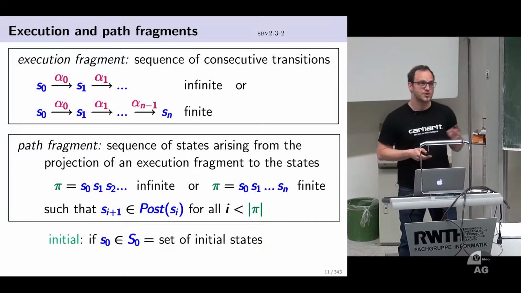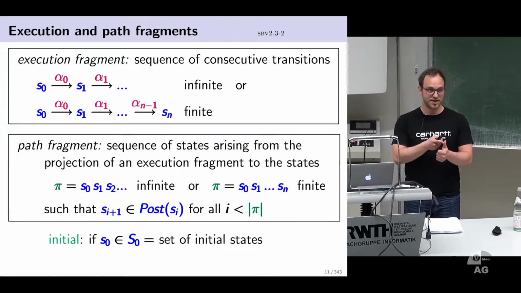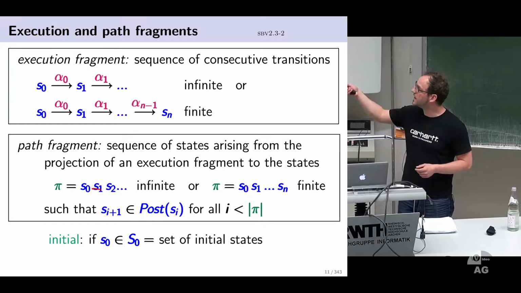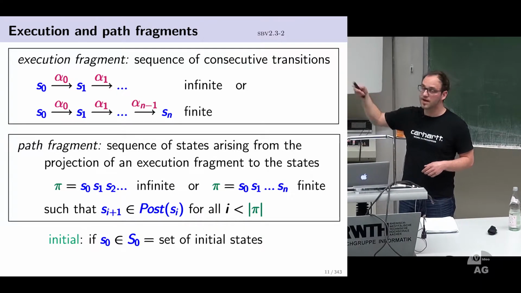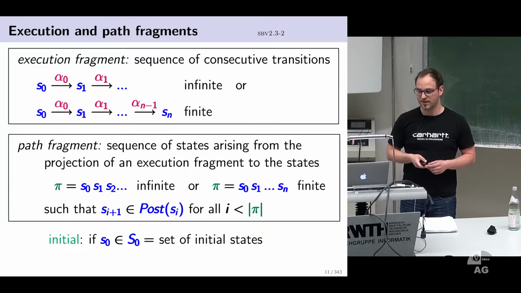Now, additionally, there are two properties that execution fragments and path fragments might have. They might be initial. Well, what does that mean? They start in the initial state. So the first state of a path and the first state of an execution fragment may be an initial state. And in this case, we call the execution fragment and path fragment initial.